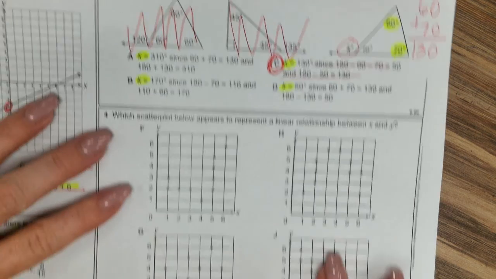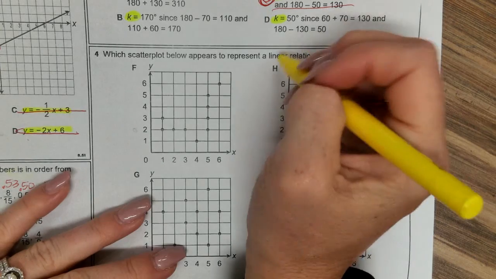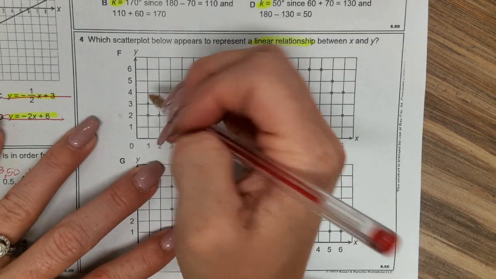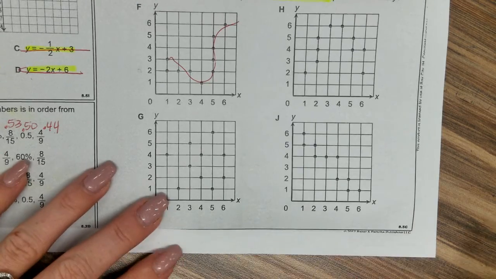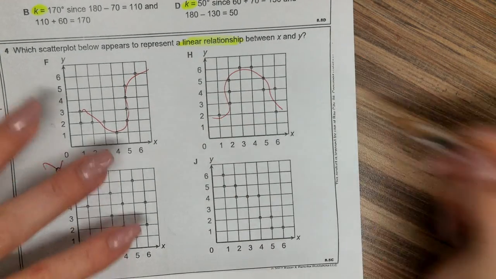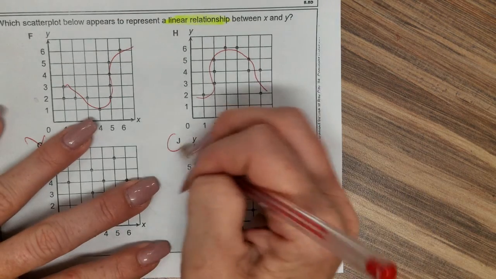Okay. The last one said the clue word, they want to know which scatter plot is a linear relationship. Remember, linear means straight line. Now, no scatter plot is a straight line. But which one is a linear relationship? Well, look at F. Is F linear or a big curve? All right, let's look at G. Is G anything at all? No. Look at H. Is H linear or a curve? All right, let's look at J. Is J linear? Yes.